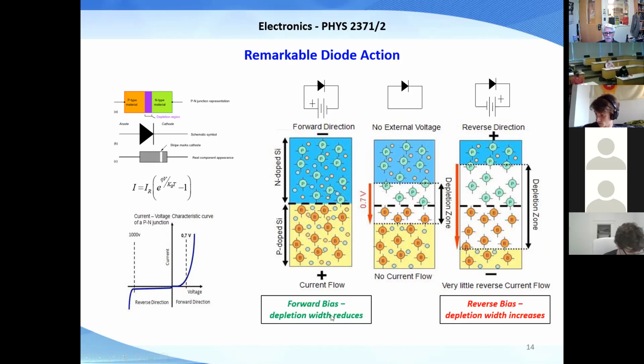Forward bias, depletion width reduces; reverse bias, depletion width increases. Okay, just trying to give you a picture of what's going on, the phenomenon. Okay, questions?